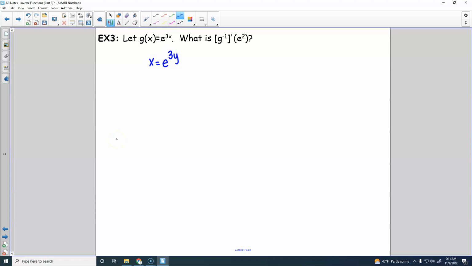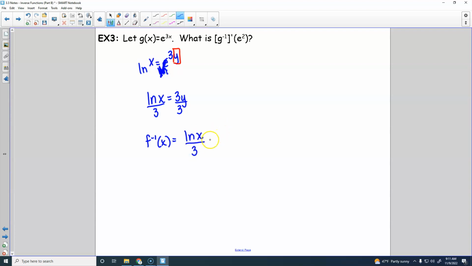How do I find this inverse? I switch my x and y's. What do I do to solve for this y right here? Natural log both sides. That will get rid of the e. So I've got natural log of x equals 3y. And then I just need to divide by my 3. So f inverse of x is going to be natural log of x over 3.